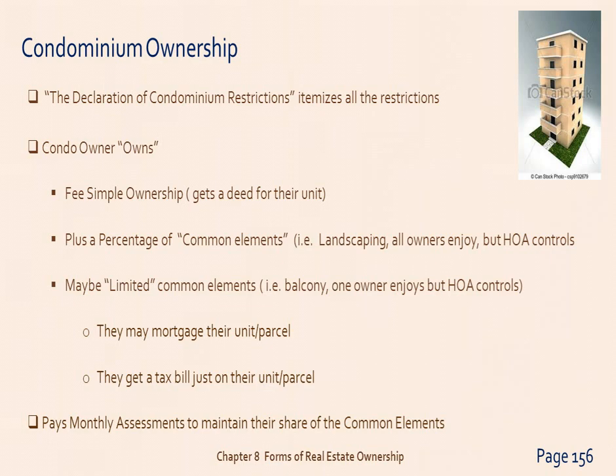So there are two things you own in a condo. Your deed gives you a fee simple title to your unit, plus your deed gives you a percentage of ownership of common elements. You can put a mortgage on your unit that applies only to your unit. If you don't pay on your mortgage, if you go in default, only your unit is sold, not other units around you. You get a tax bill just on your unit.